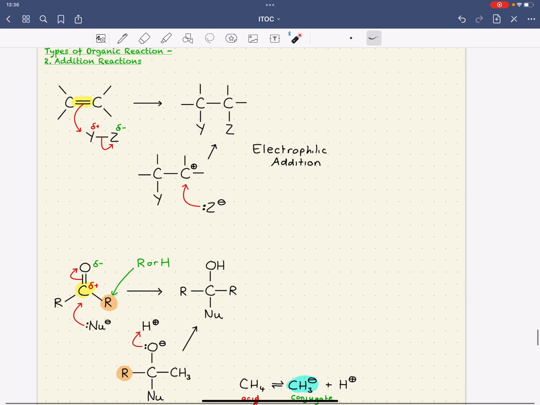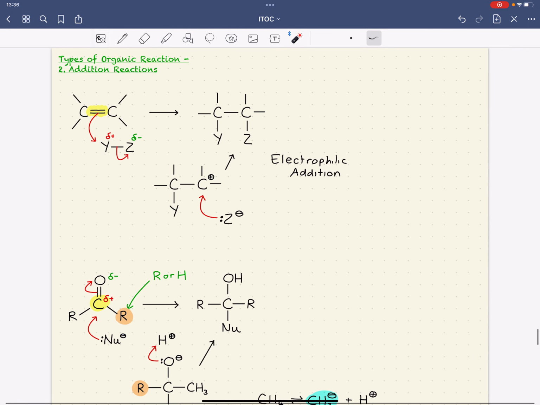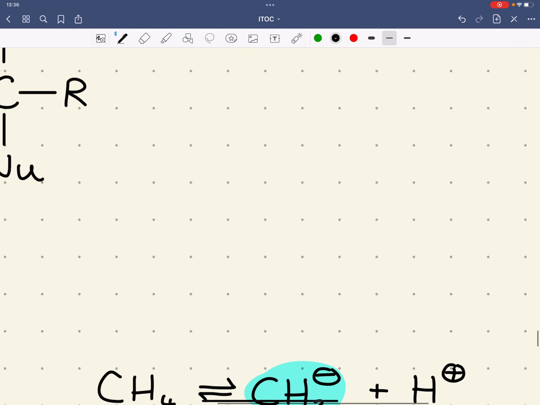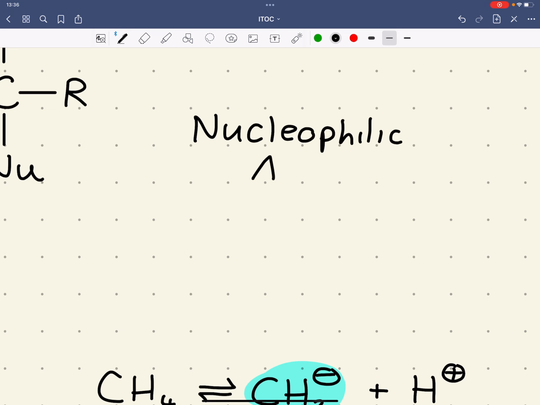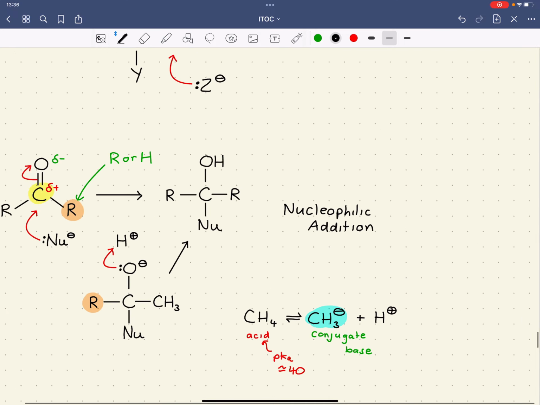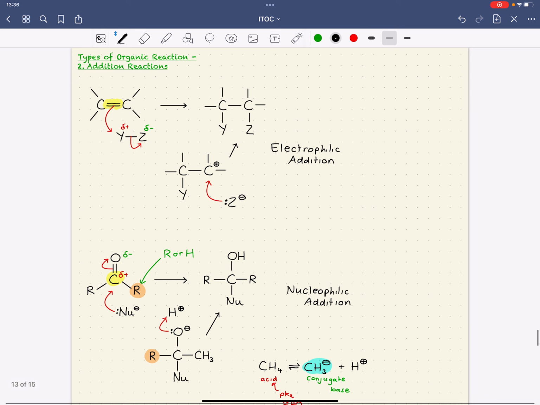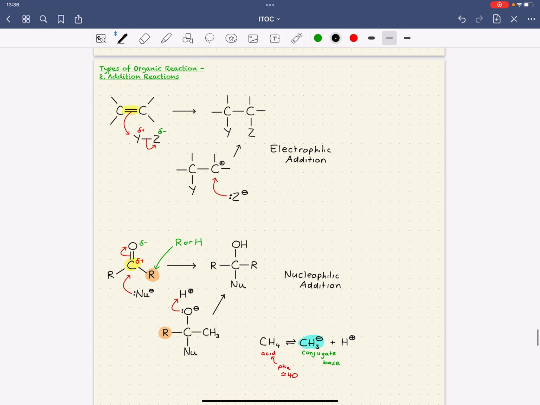Remember, addition reactions occur when you've got species with double bonds. Alkenes and aldehydes and ketones are species which undergo additions. This here would be called a nucleophilic addition reaction. So addition reactions there: electrophilic addition and nucleophilic addition. And remember, alkenes undergo electrophilic addition, aldehydes and ketones would undergo nucleophilic addition.